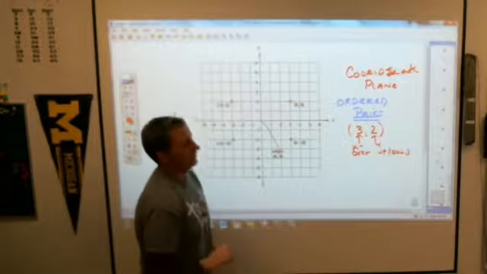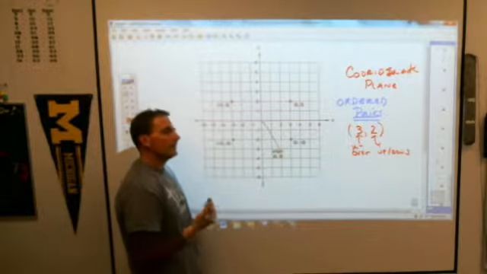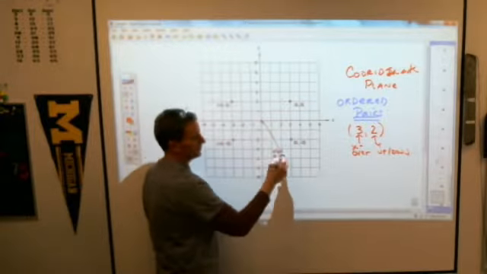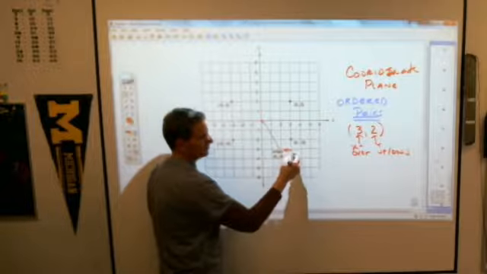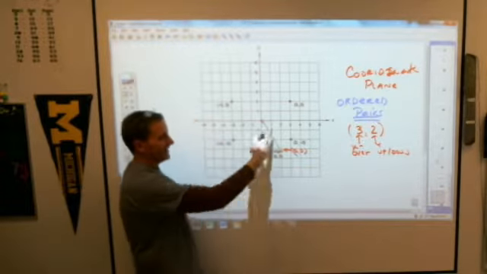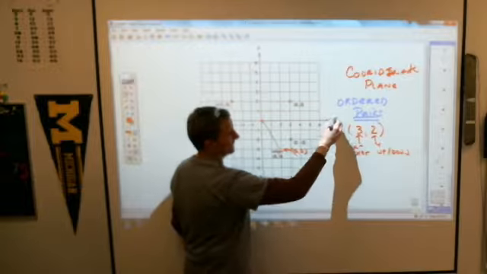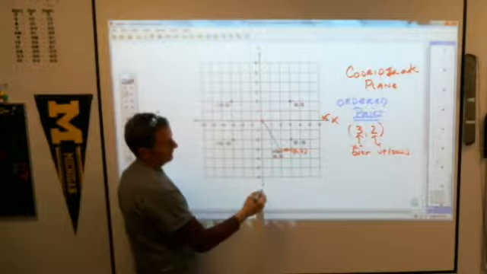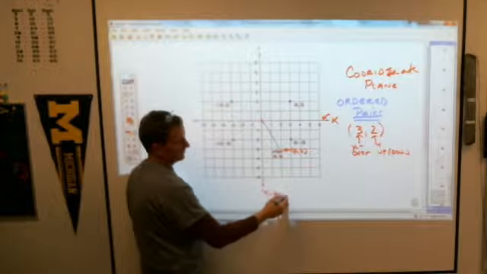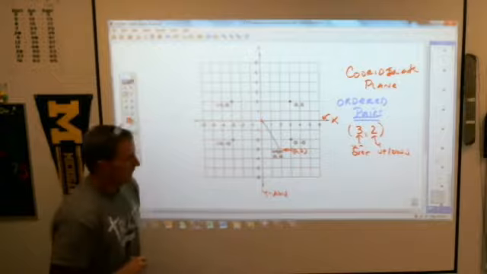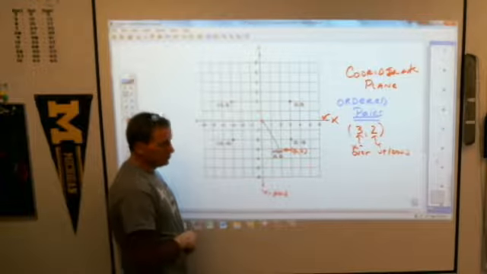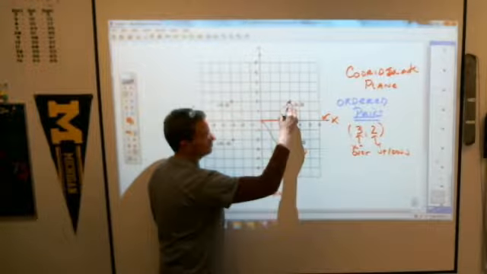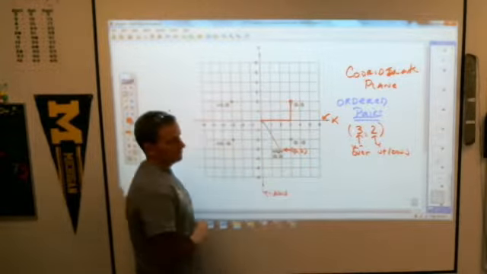So if your ordered pair is (3, 2), there are a couple of different ways to think about it. First of all, we start at what we call the origin. The origin is the point (0, 0). It's where the two axes come together. This is the x-axis, the horizontal one. The vertical one is the y-axis. If your ordered pair is (3, 2), you start at the origin, go over 3 and up 2. That gets you to that point.